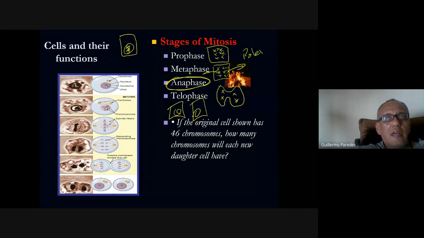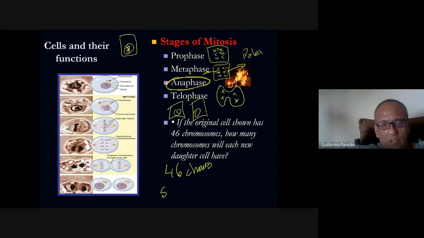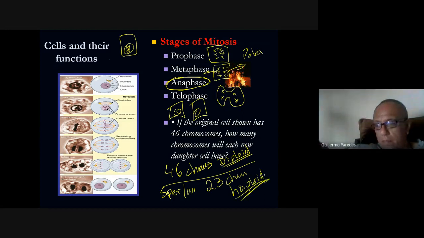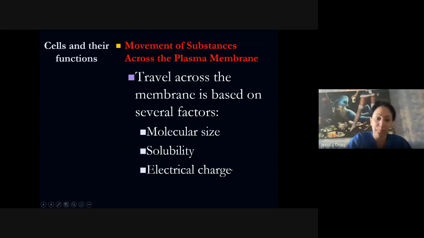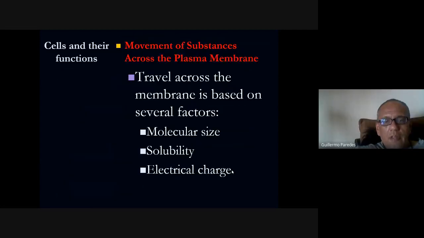And one more thing: how many chromosomes do we have? 46 chromosomes. All the cells of your body are going to have 46 chromosomes. The spermatozoid and the ovum contain only 23 chromosomes. But the rest of the body has 46. Those are called diploid, and the other is haploid, half. Okay? Yes.